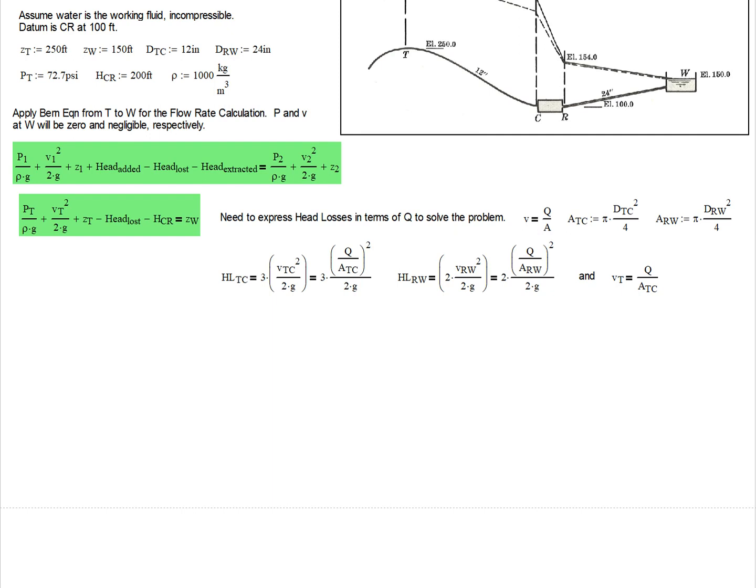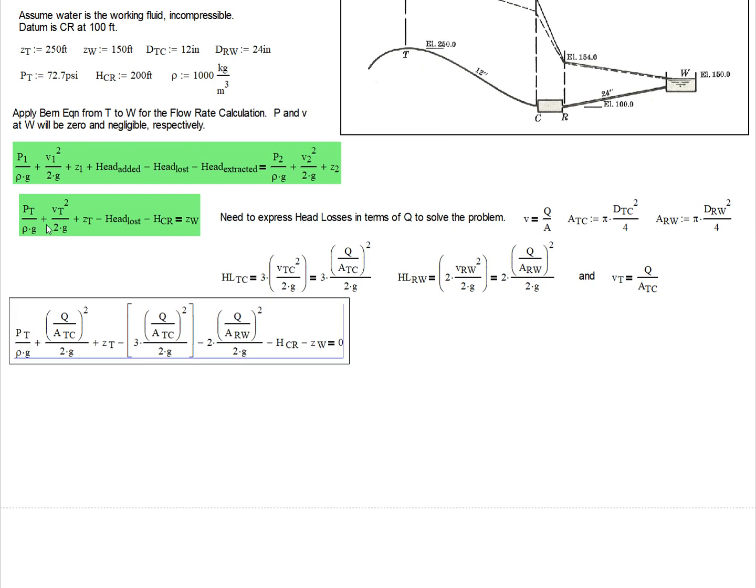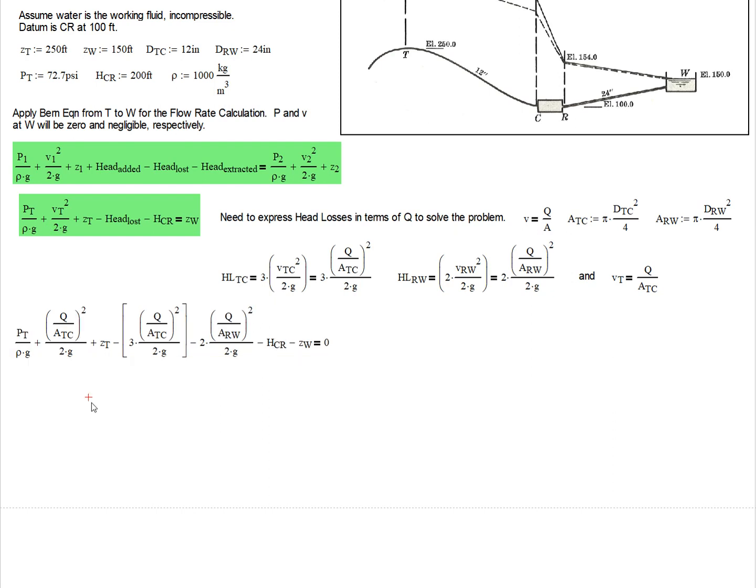And then we can take our simplified Bernoulli equation and substitute those terms in. What I've done is I've moved everything over to the left so that everything is equal to 0. I now have one equation and one unknown. My one unknown is a volumetric flow rate. Again, it's a quadratic equation.